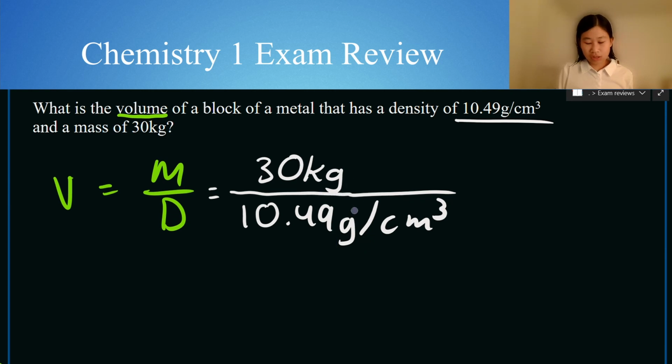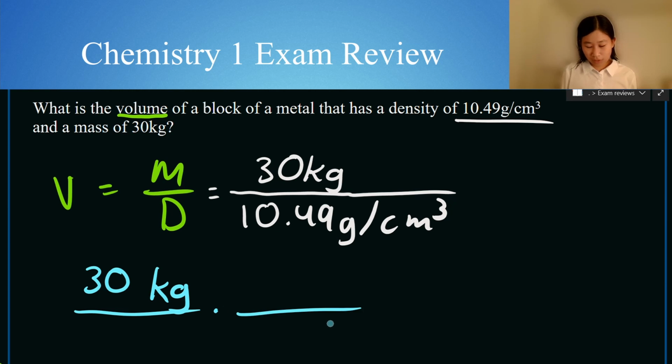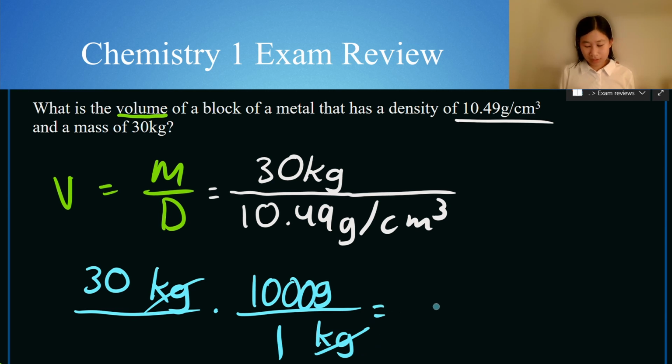Now, we cannot do the division straight away. We have two choices. We can either convert kilograms to grams, or we can convert grams per centimeter cubed to kilograms per centimeter cubed. So I'm just going to convert everything to grams. So I'll do 30 kilograms, and we want to convert to grams, right? So in my new fraction, I'll put kilograms on the bottom, grams on the top, kg cancels out, and then I have these equivalents. So I have 1,000 grams in 1 kilogram. And then here I know that this is going to be 30,000 grams.